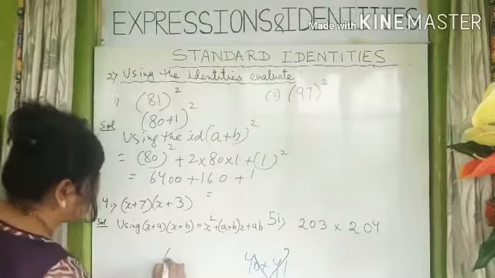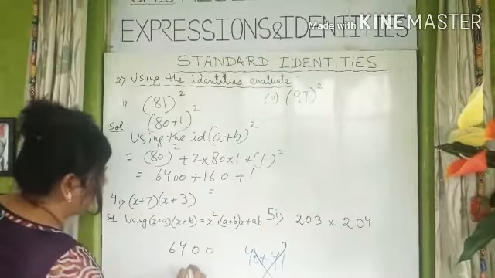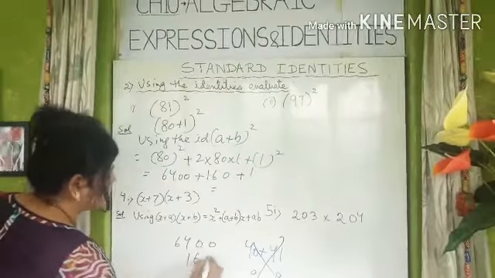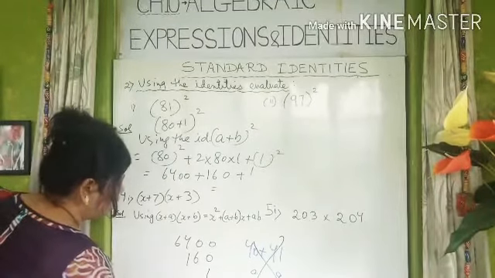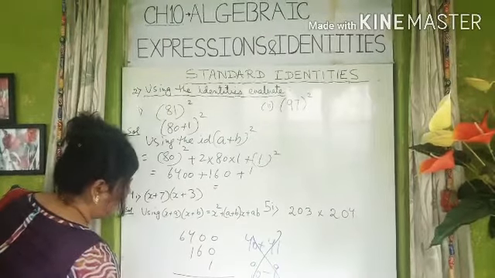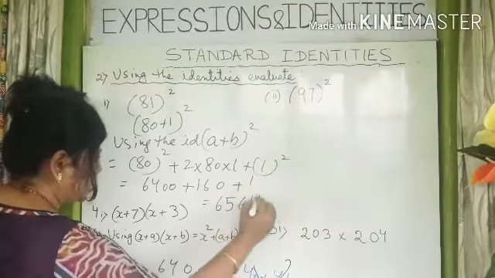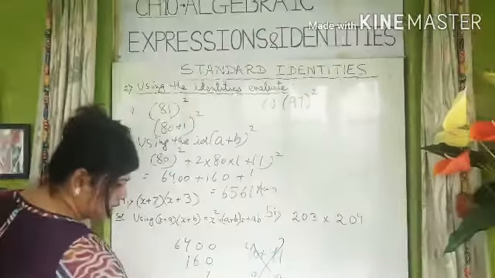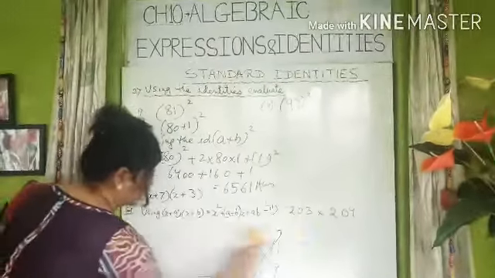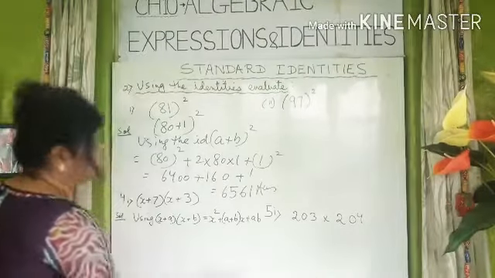So what is my answer? You solve: 6400 plus 160 plus 1. So 1, 6, 5 and 6. So my answer is 6561. That is the answer. 6561. Now you come to the second question.